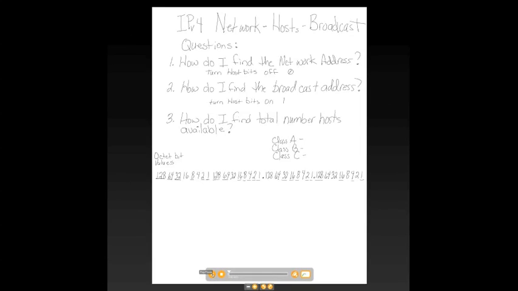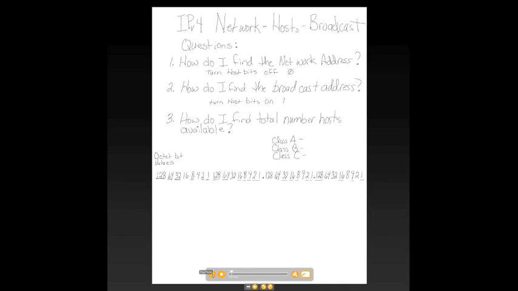We have 3 questions posed to us. How do we find the network address when we have a known IP address from a device within our network? How do we find the broadcast address for that IP? And I would like to know how many possible hosts can we have within that particular network.